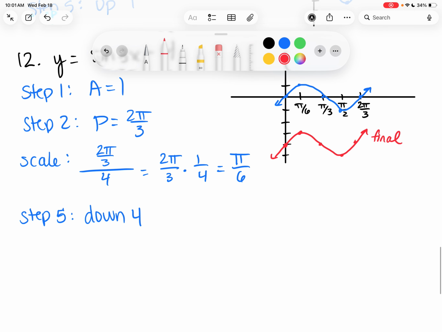I'm going to jump down kind of a lot since we've already done several examples, to number 30.